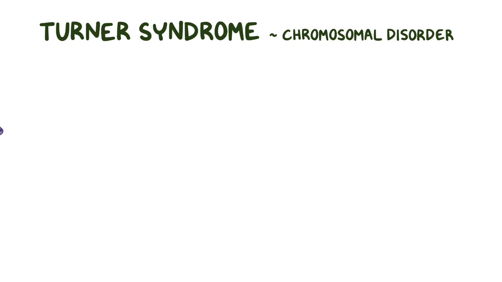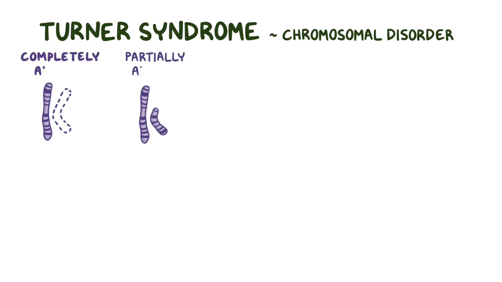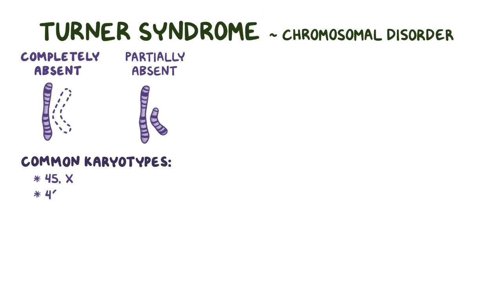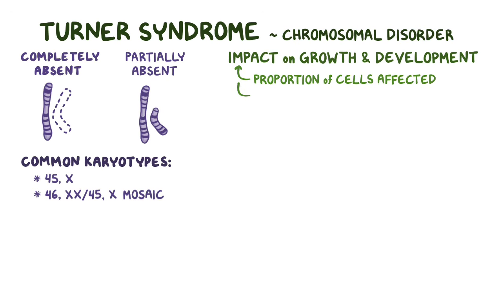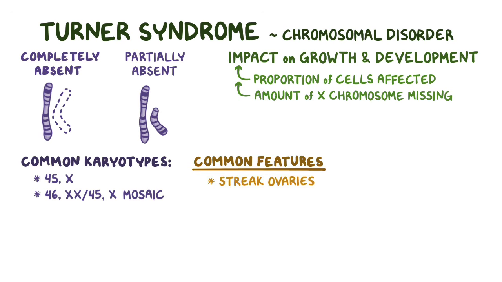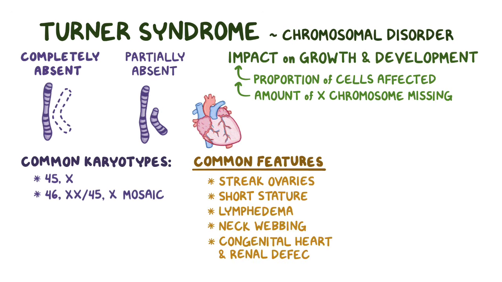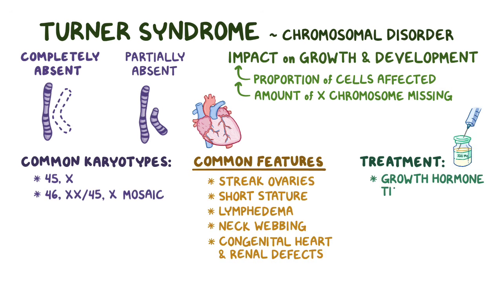Alright, as a quick recap, Turner syndrome is a chromosomal disorder where one X chromosome is either completely or partially absent. The most common karyotypes are a 45X and a combination of a 46XX and 45X mosaic. And the impact of the disorder on the growth and development depends on the proportion of cells affected, and on the amount of X chromosome that's missing. The most common features include streak ovaries, short stature, lymphedema, neck webbing, and congenital heart and renal defects. Treatment involves growth hormone therapy and sex hormone replacement therapy.